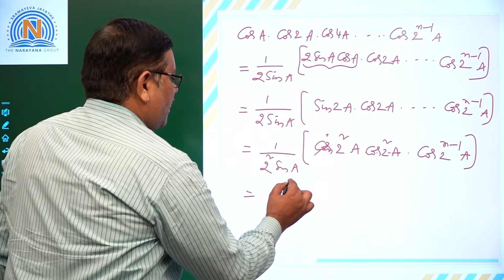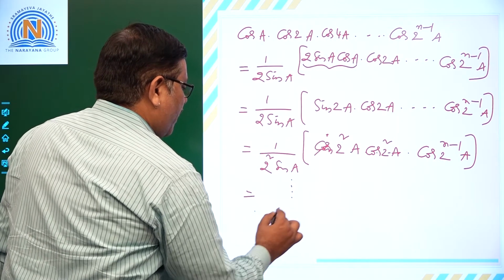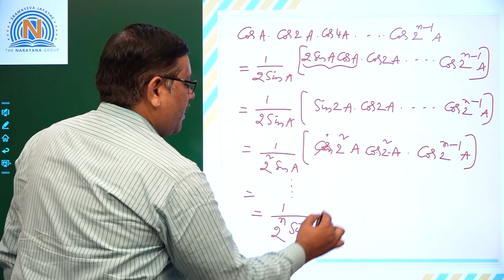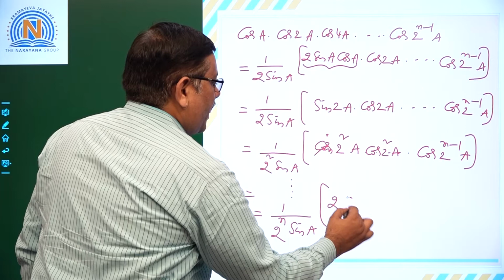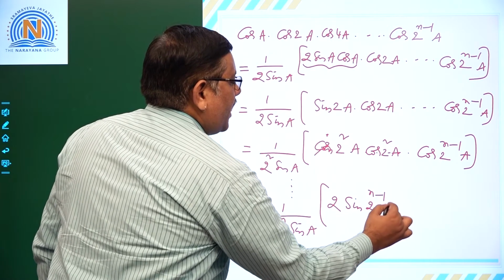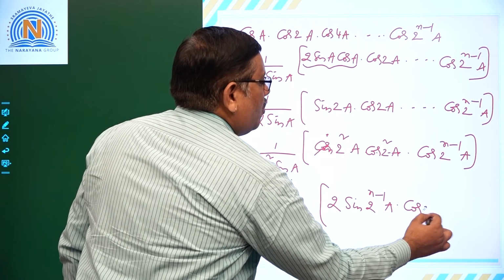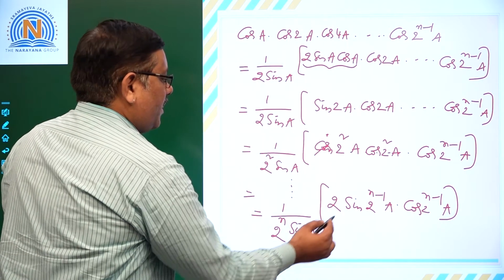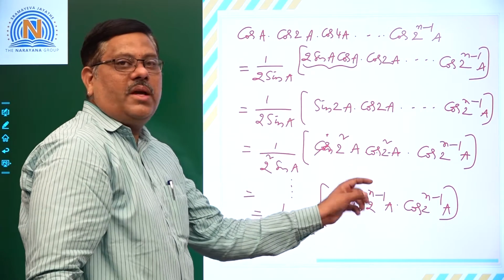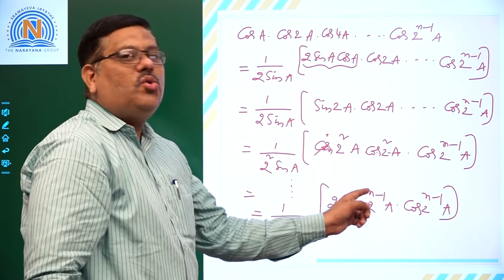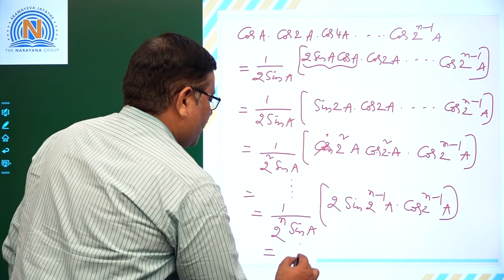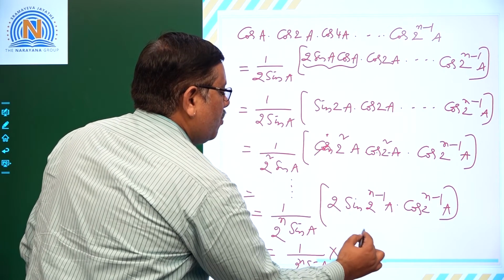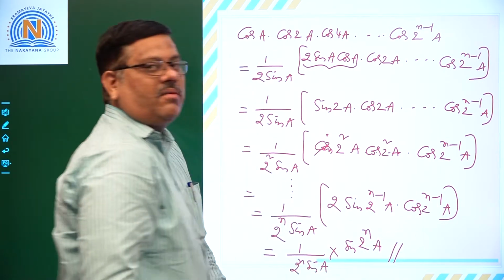So, if at all the process goes on, at one point of time you have 1 by 2 power n times of sin A into 2 into sin 2 power n minus 1 times of A into cos 2 power n minus 1 times of A. This is what we are going to have at the end. So, if I simplify that, this is all equal to sin 2 power n minus 1 into 2, that is nothing but sin 2 power n times of A. So, final answer will be 1 by 2 power n sin A into sin 2 power n times of A. So, this is the end of the process.